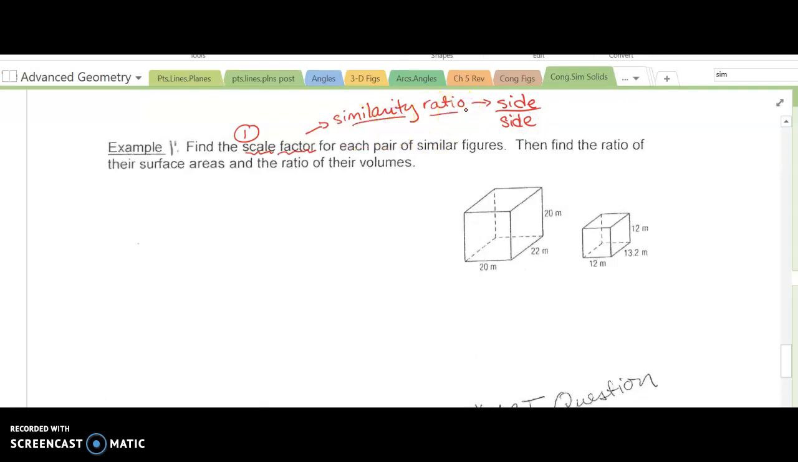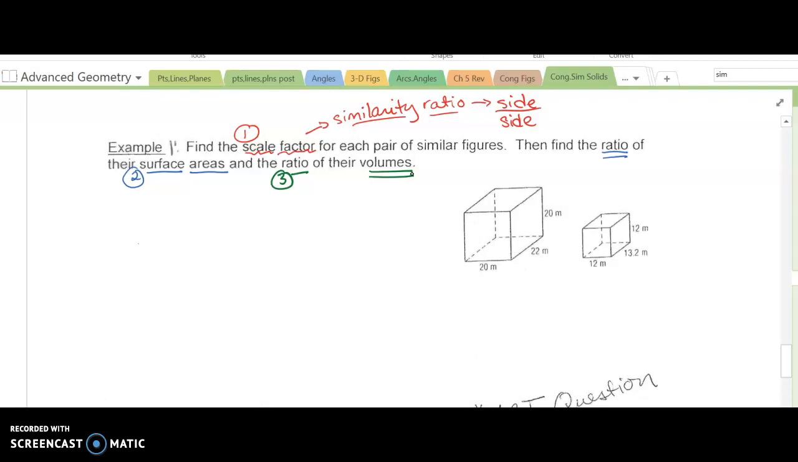All right, and then find the ratio of their, number 2, surface areas. And keep in mind this is the ratio of their surface areas, not their actual surface areas. And then number 3, find the ratio of their volumes.